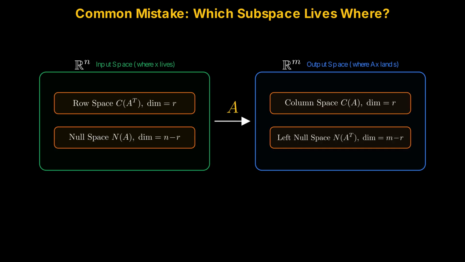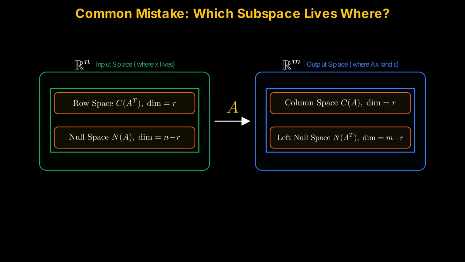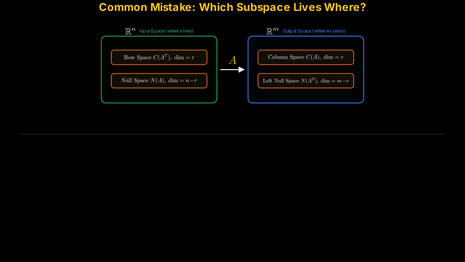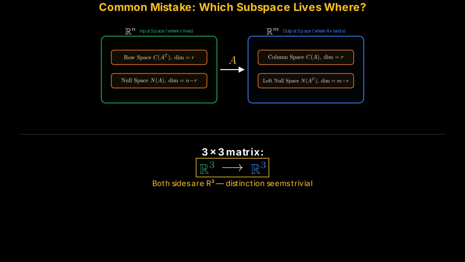The matrix A maps from the input space Rn on the left to the output space Rm on the right. The row space and the null space split up the input side, while the column space and the left null space split up the output side. In our 3 by 3 example, all 4 subspaces happen to live in R3, so the distinction doesn't seem to matter. But for a non-square matrix, these ambient spaces have different dimensions entirely.